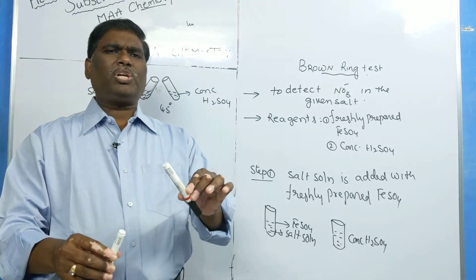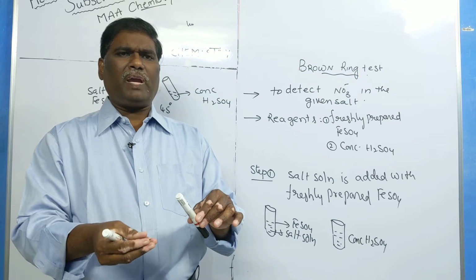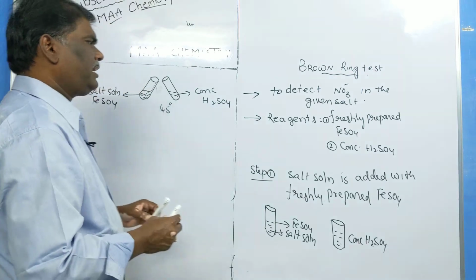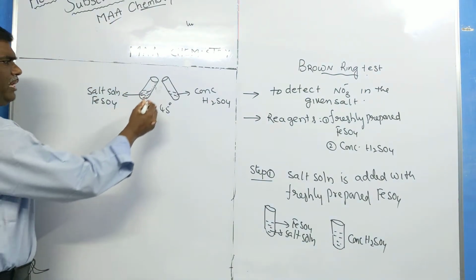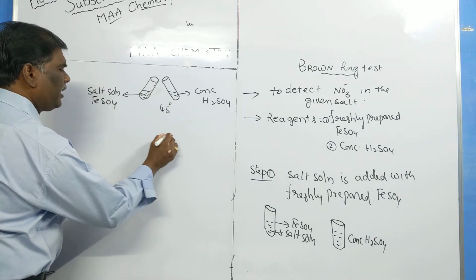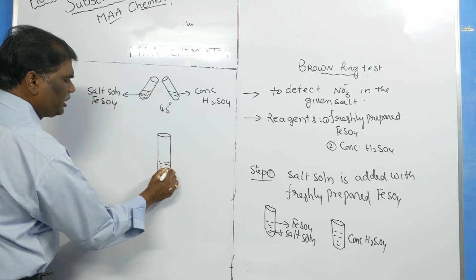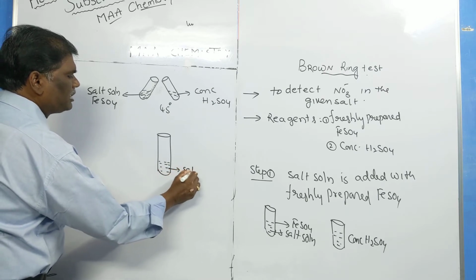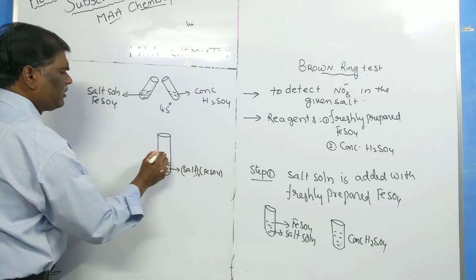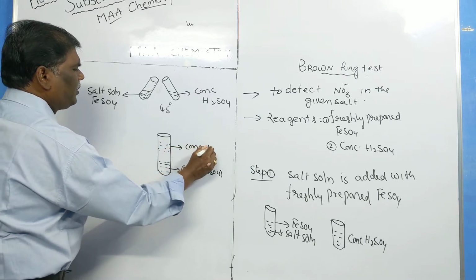Don't add the solution all of a sudden, because this is highly exothermic and an explosion can take place suddenly. That's why it is added slowly, holding the tube at an angle of 45 degrees. Then what happens later? Let us suppose this is the salt solution along with the ferrous sulfate, and here is the concentrated sulfuric acid I am adding.